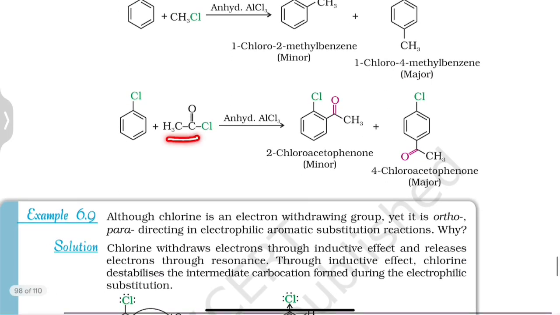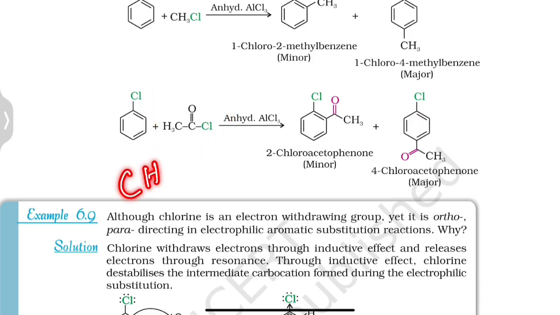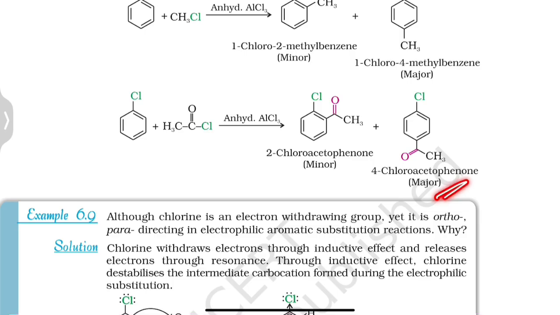And here, acyl chloride. So here, which is the electrophile which is produced? CH3C=O+. This is the electrophile which is produced. So at the ortho position it will get attached, and then the para position. So the major will be the para product. So this is Friedel-Crafts acylation and this is Friedel-Crafts alkylation reaction.